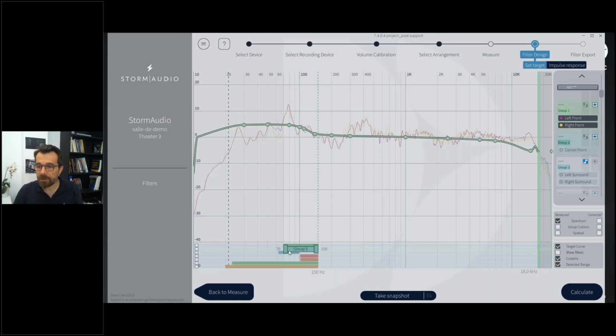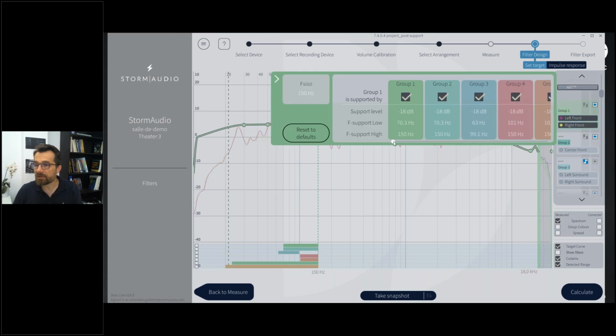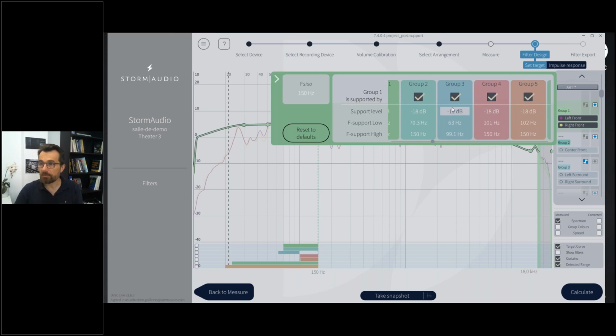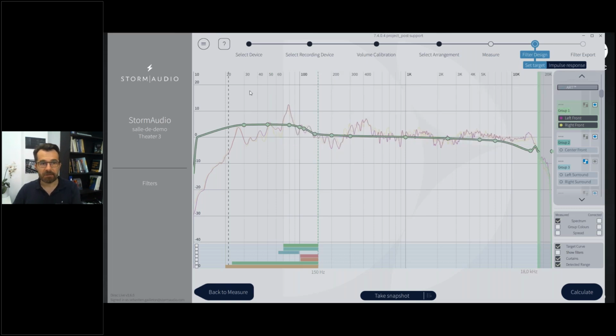If this is not enough, you will go into the detailed adjustments, and you will adjust your group 3 level with a lower contribution, maybe -12. So that's what you can do to reduce the contribution of some selected speakers. Okay, I hope this is clear enough.